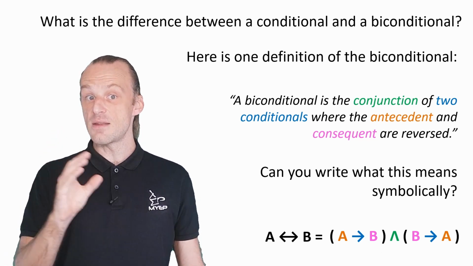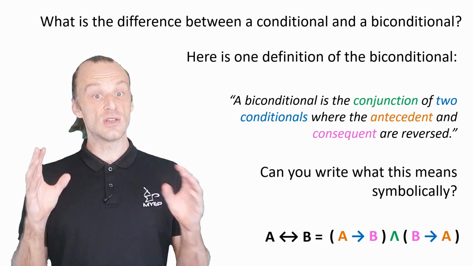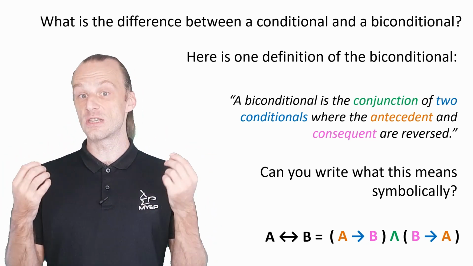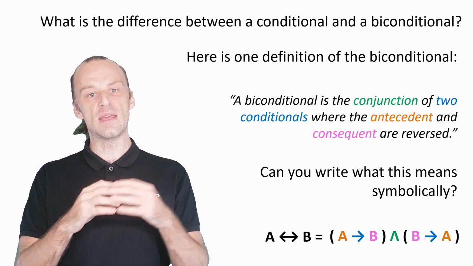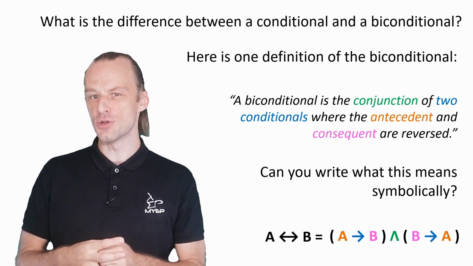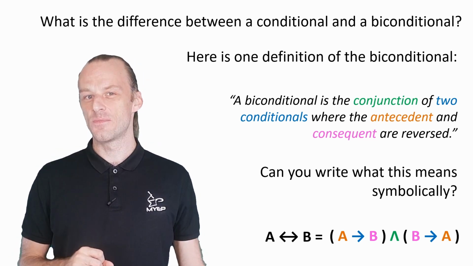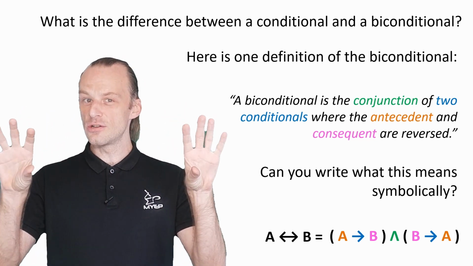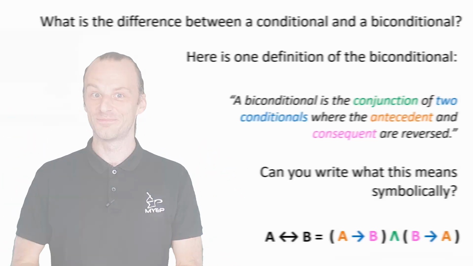If we have A then B, and we have B then A, between them we put the conjunction, so we're essentially saying that both conditionals are true together. If A then B and if B then A are both true. Now, see if the definition makes a bit more sense. The biconditional is the conjunction of two conditionals where the antecedent and the consequent are reversed.